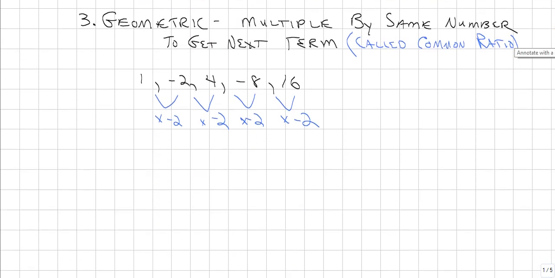Next is a geometric sequence. A geometric sequence is a special type of sequence where to get the next term I multiply by a certain number. And that number is called the common ratio, R. So for this example, I have 1, and if I take 1 times a negative 2, I get a negative 2. Let's take a negative 2 times a negative 2, I get a negative 4. Times a negative 2 is a negative 8. Negative 8 times negative 2 is 16. So this would be an example of a geometric sequence, and in this case, of course, R would be equal to a negative 2.